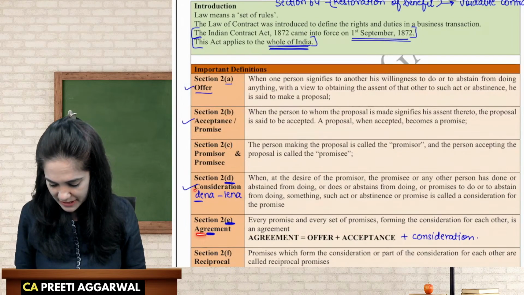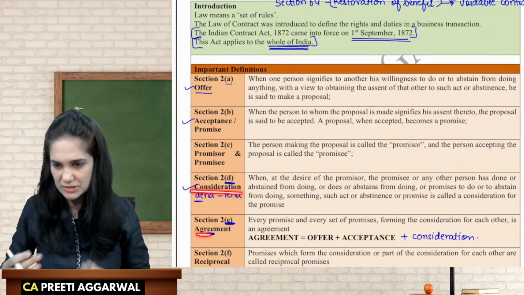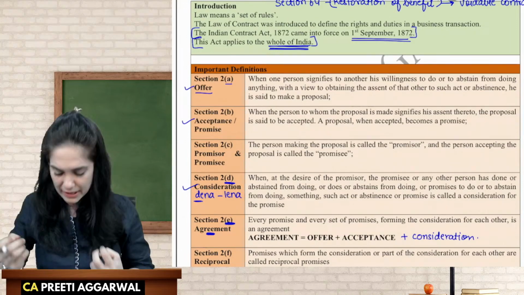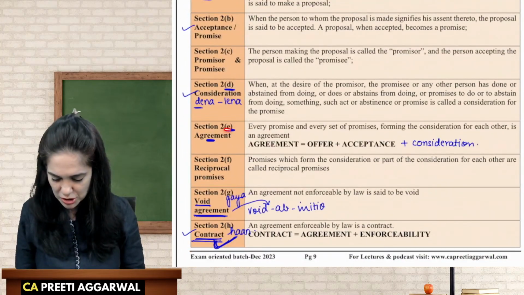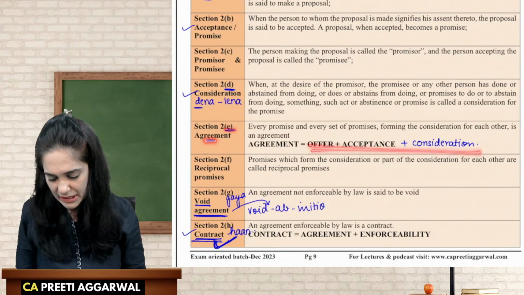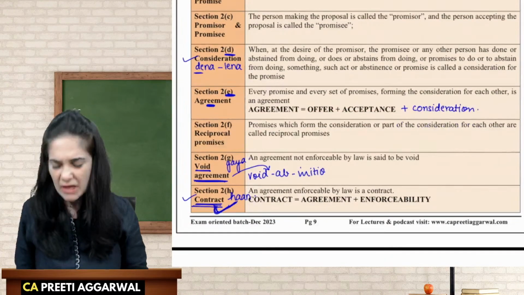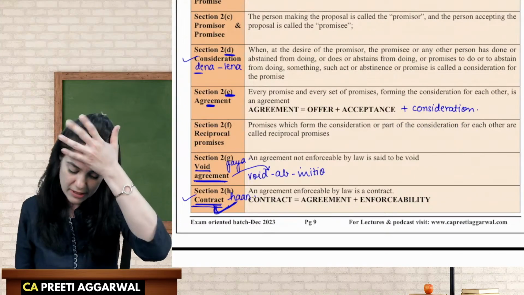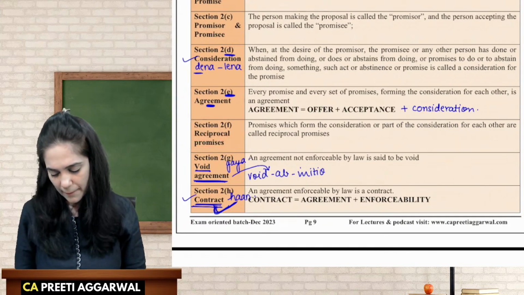Then to make a valid agreement, I need consideration. Consideration means dena, lena. DD, that is consideration. After I have consideration, I have all these three elements, then it becomes an agreement. EE, agreement. There are so many promises that we are studying. They are known as reciprocal promises.